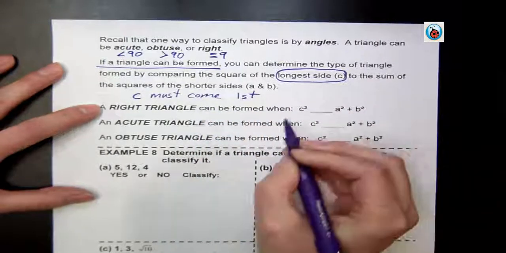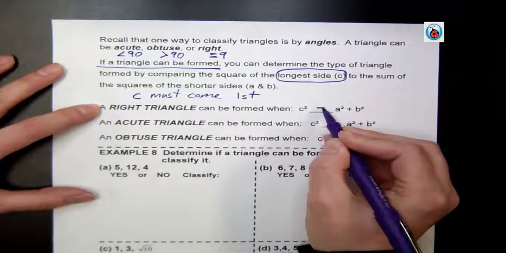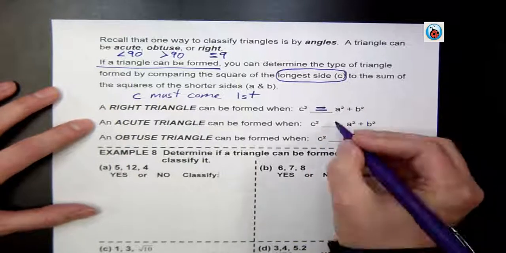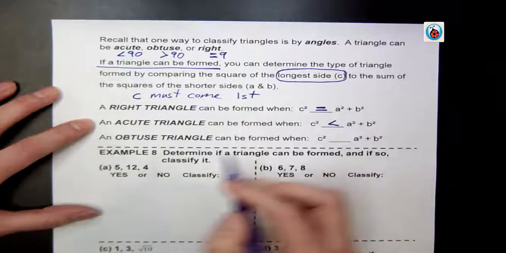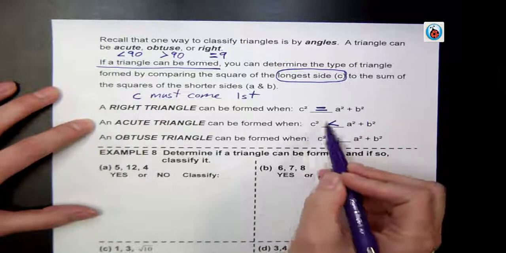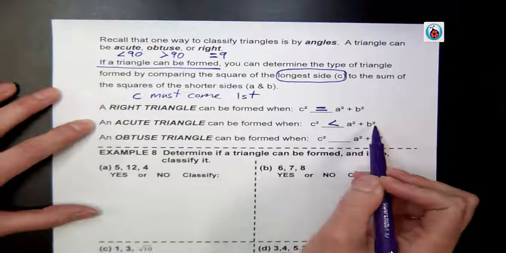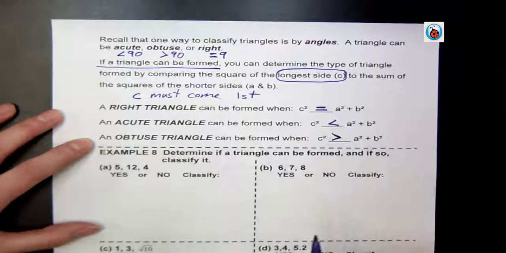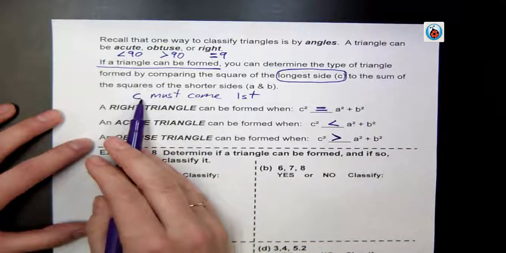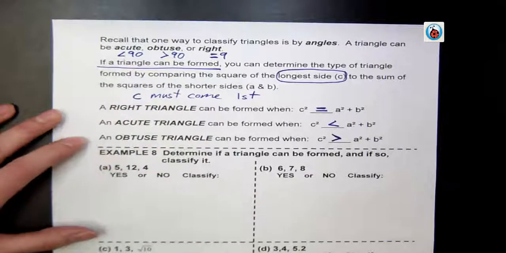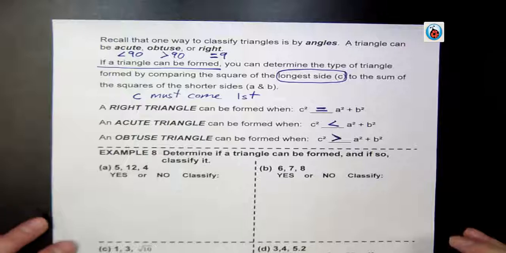And so we look, a right triangle is when C squared equals A squared plus B squared. That's what we've been working on. Acute is when that C squared is less, just like acute is less than 90. An acute triangle is when C squared is less than A squared plus B squared. And obtuse is when that C squared is greater than A squared plus B squared. So as long as you remember put the C squared first, and remember acute is less, obtuse is more, you'll do this very easily.